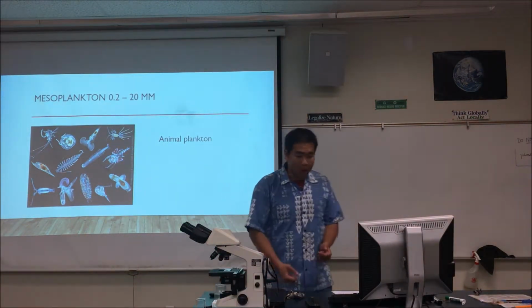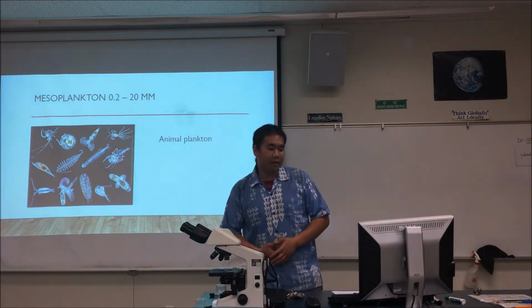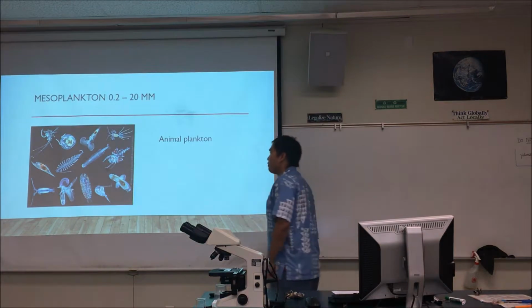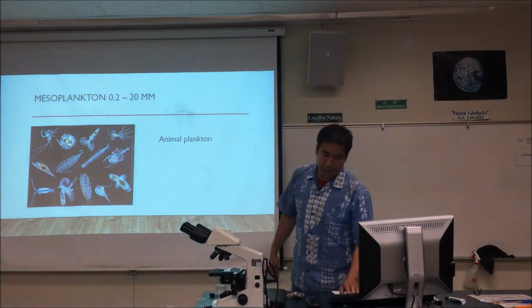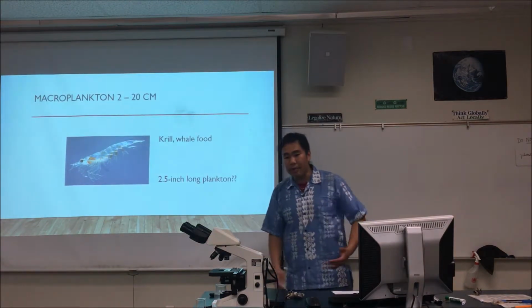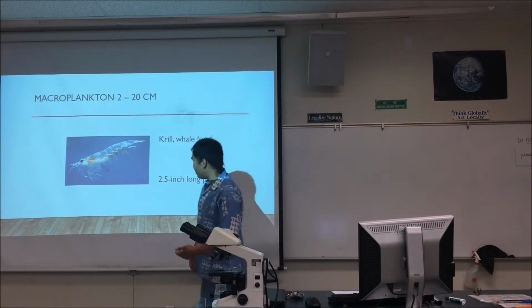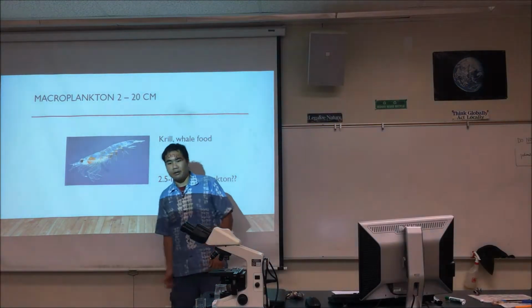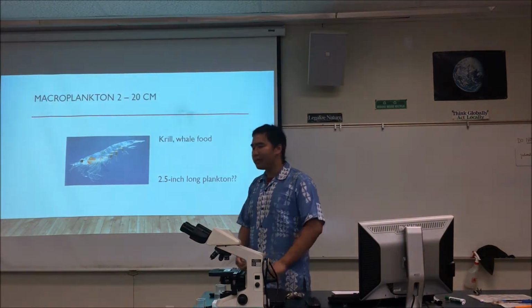What was that? Animals. Probably more animals, because animals are just big in general, right? So we go up to the next group from mesoplankton, which is called macroplankton. Macro means big, so it's the opposite of micro. And here we see one example that we've seen before, krill, right? An arthropod that whales like to eat, and the crab eater seal likes to eat.